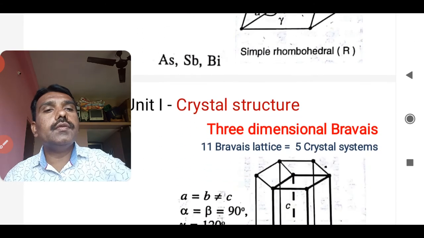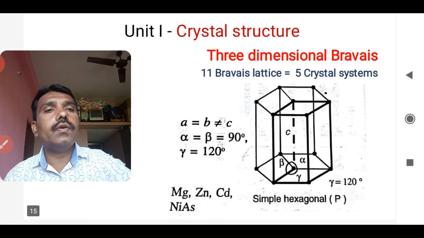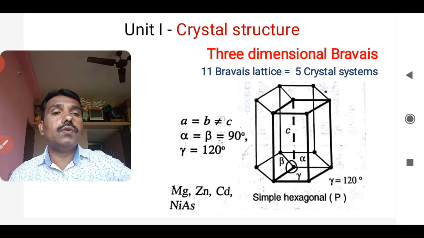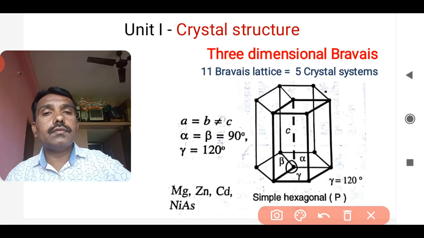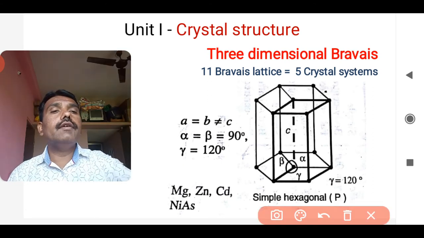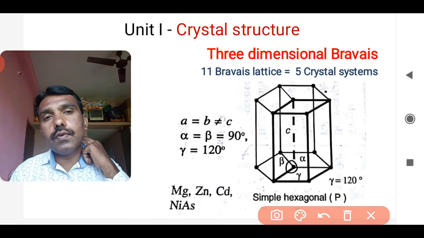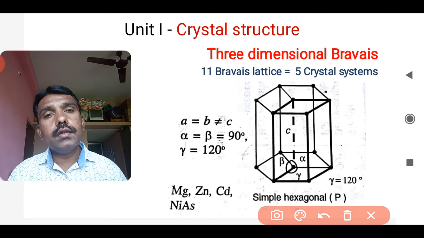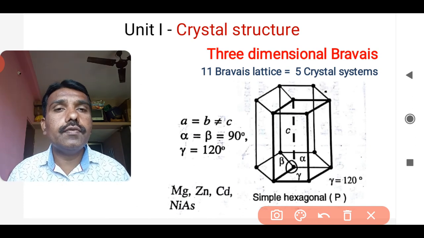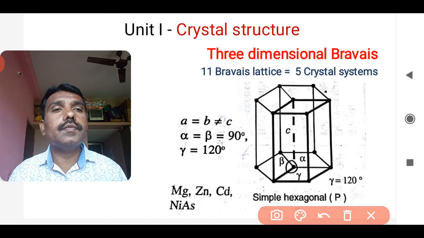Now the 11th Bravais lattice, which is quite critical but quite interesting to learn, belongs to the fifth crystal system. This is another crystal system. The previous example was related to one crystal system. This one has another crystal system.